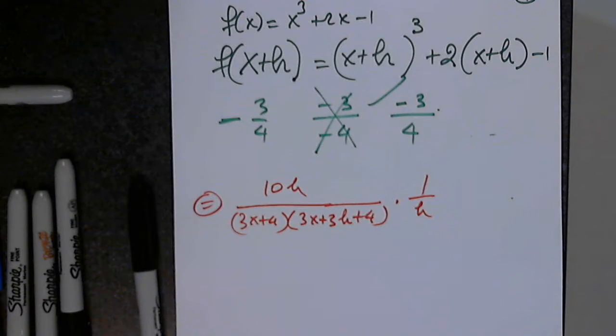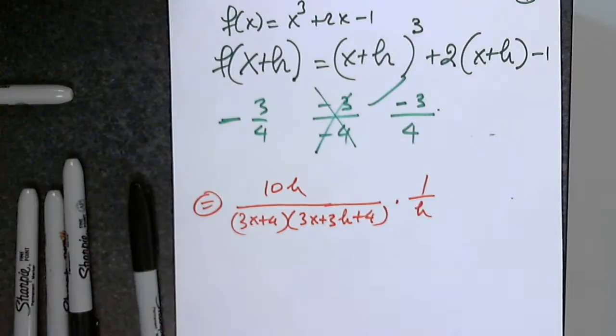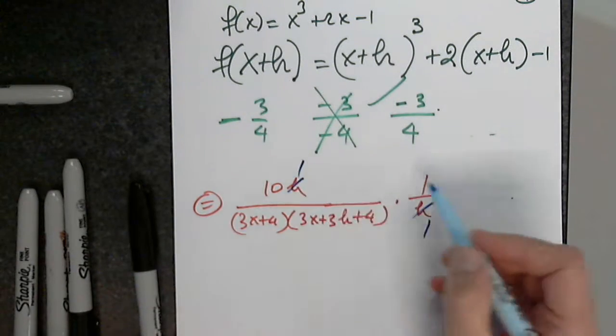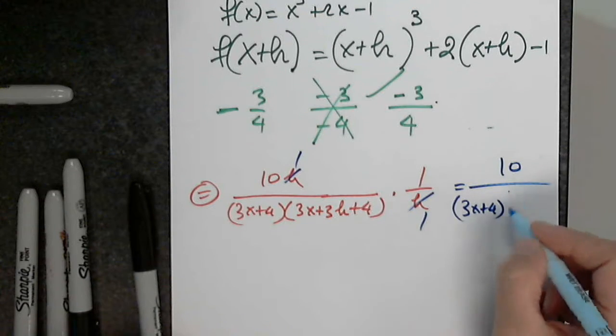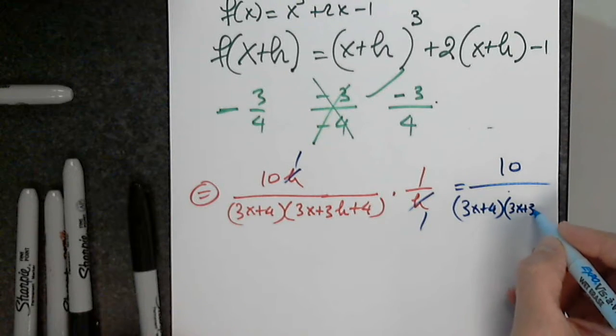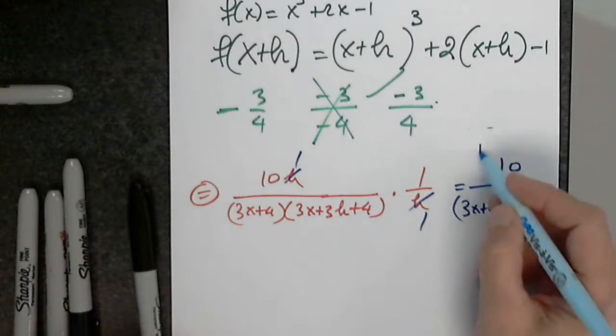Understanding the difference quotient is about 40% of Calc 1. I'm not kidding. Okay, so finally these two go away. So the answer must be this. And no one can further simplify it. This is it.